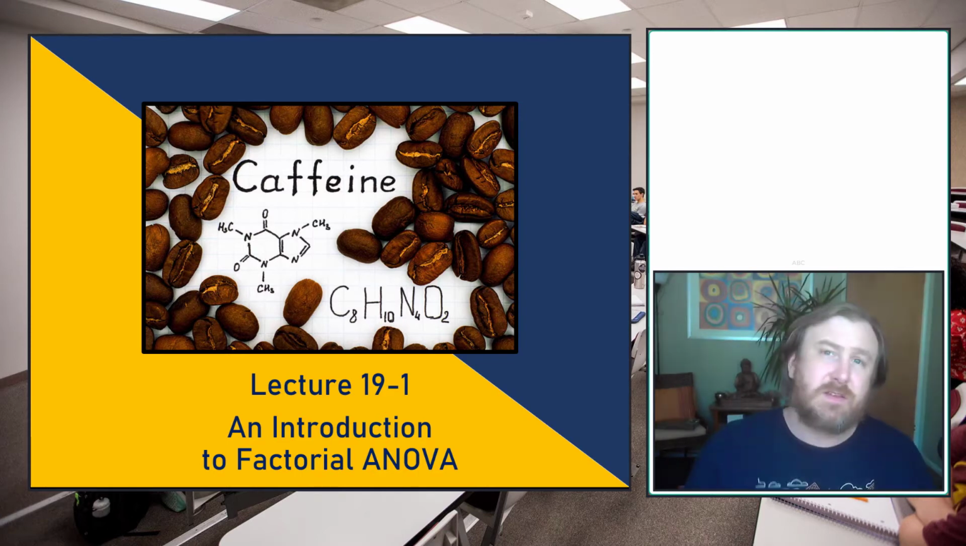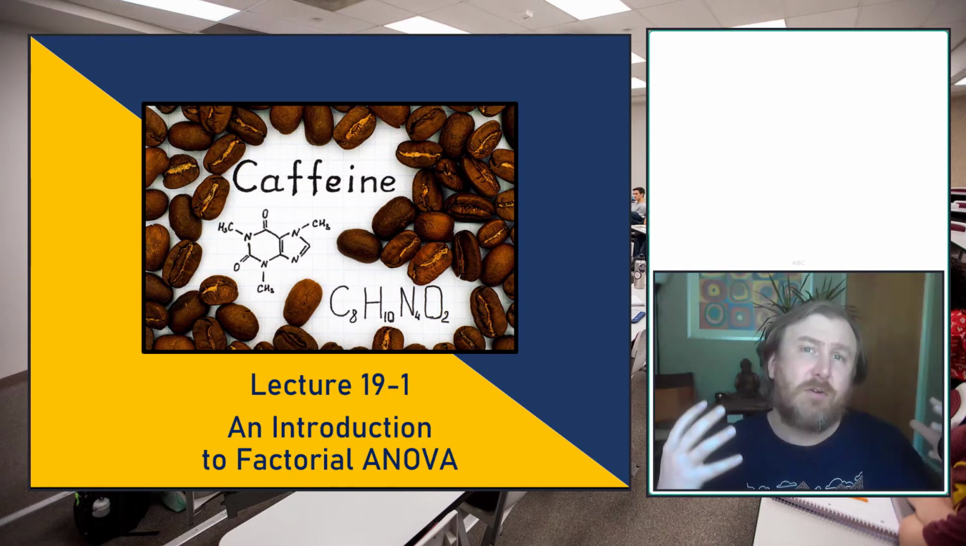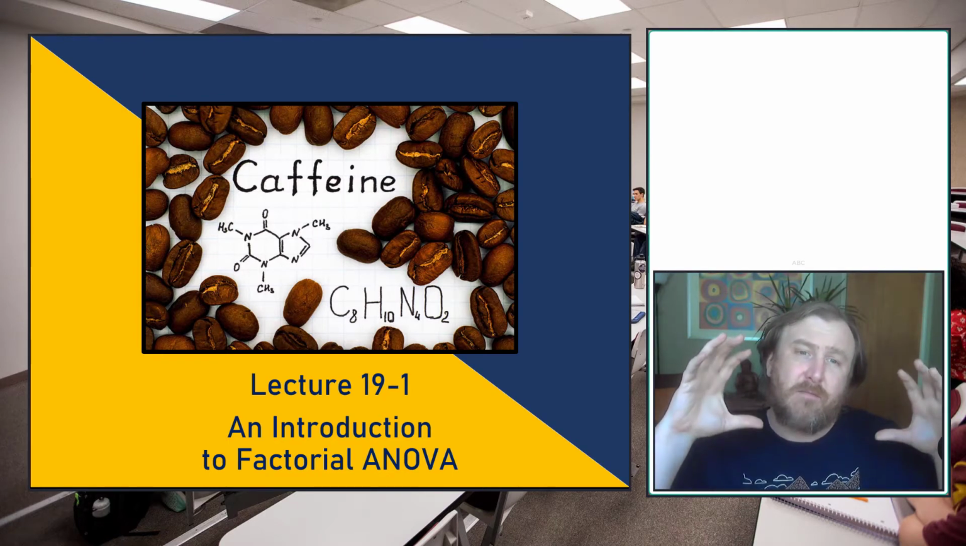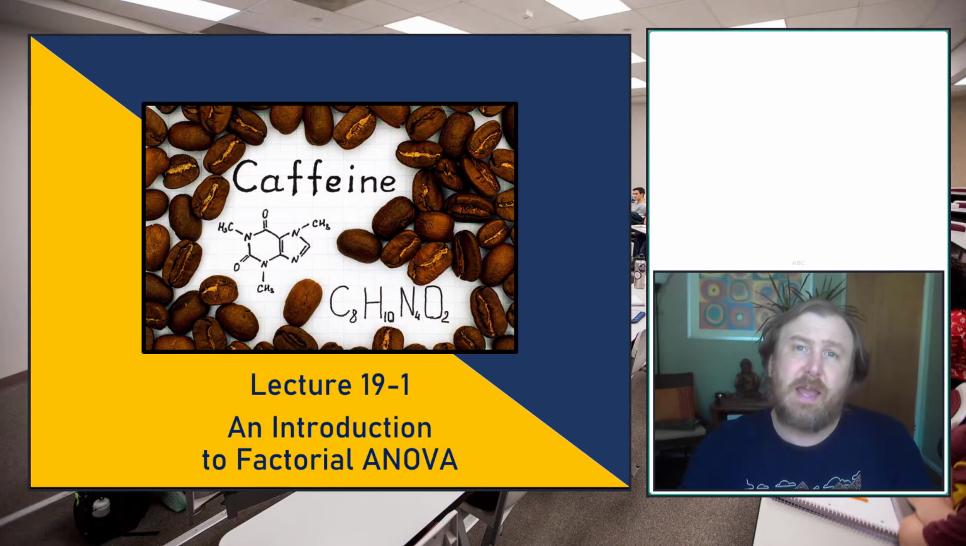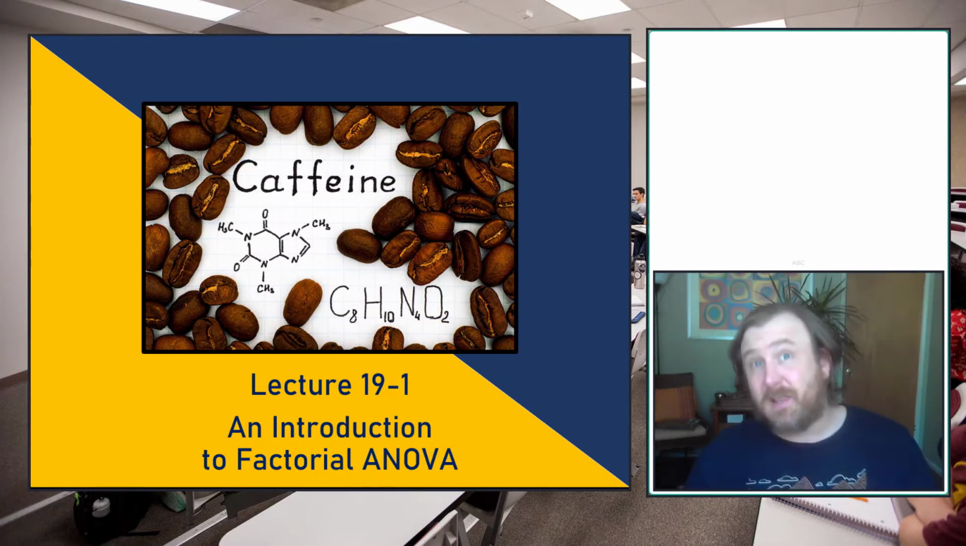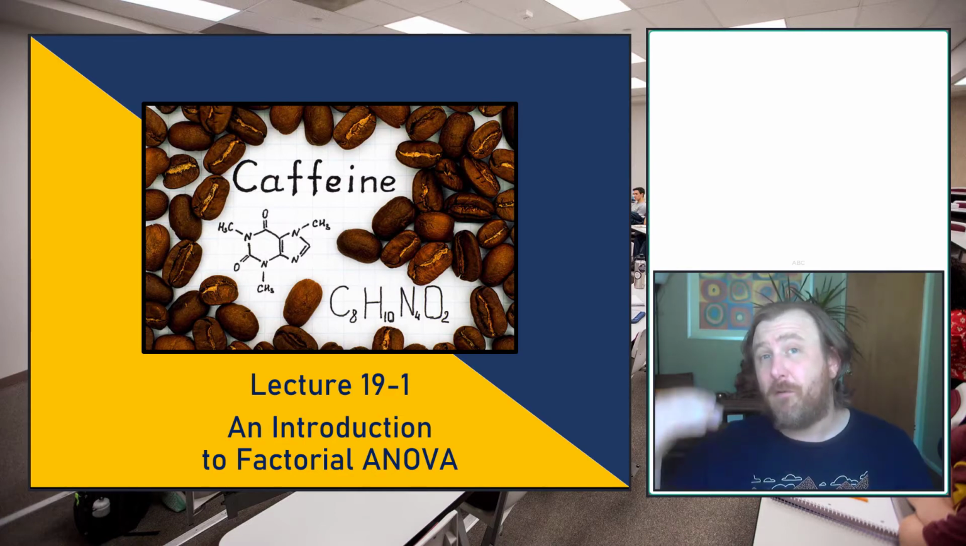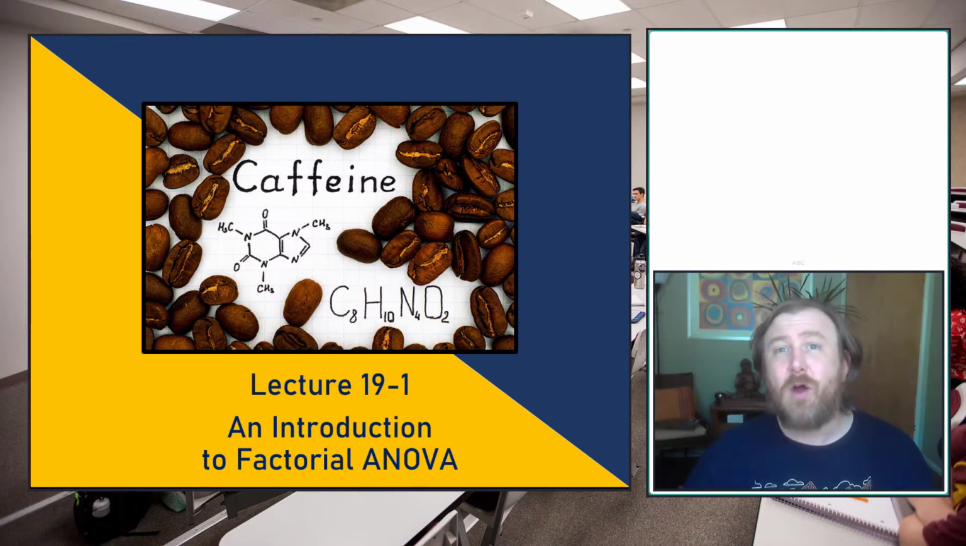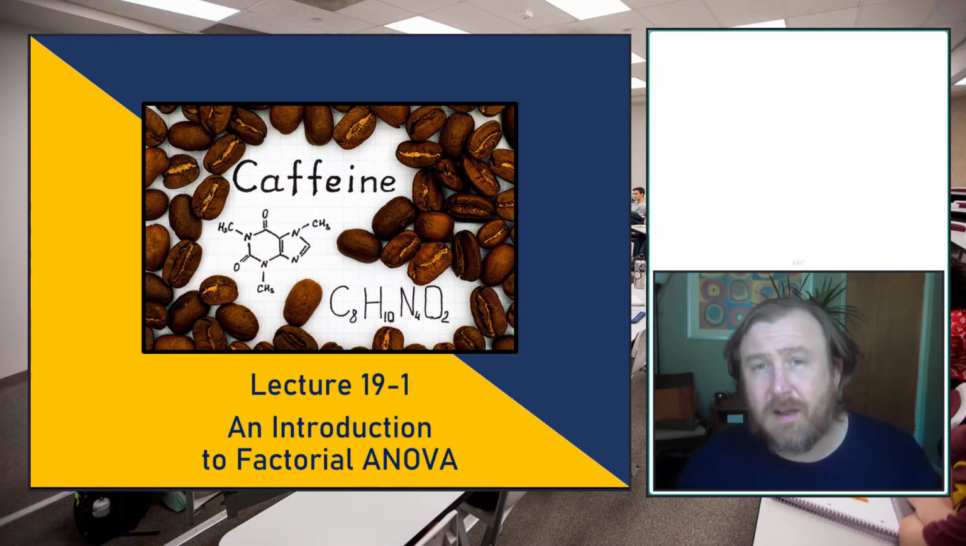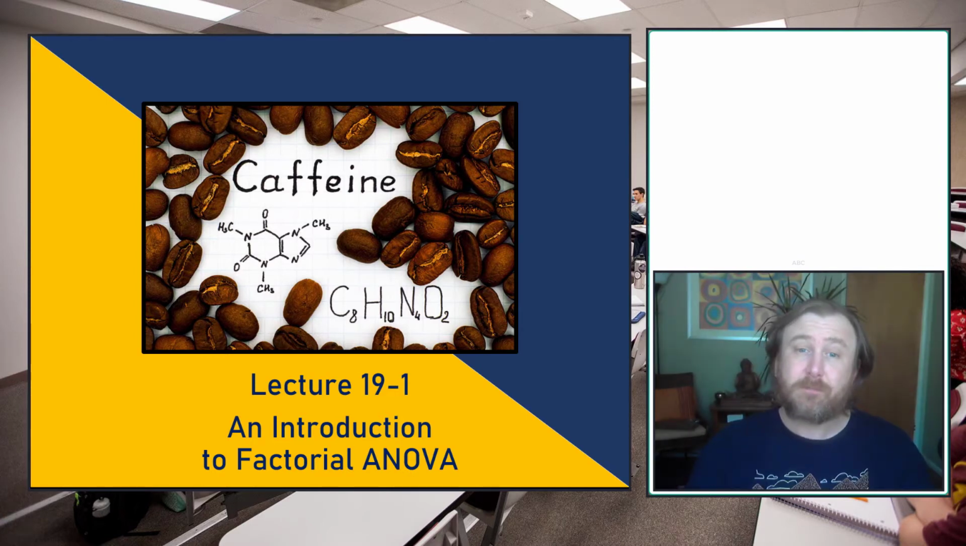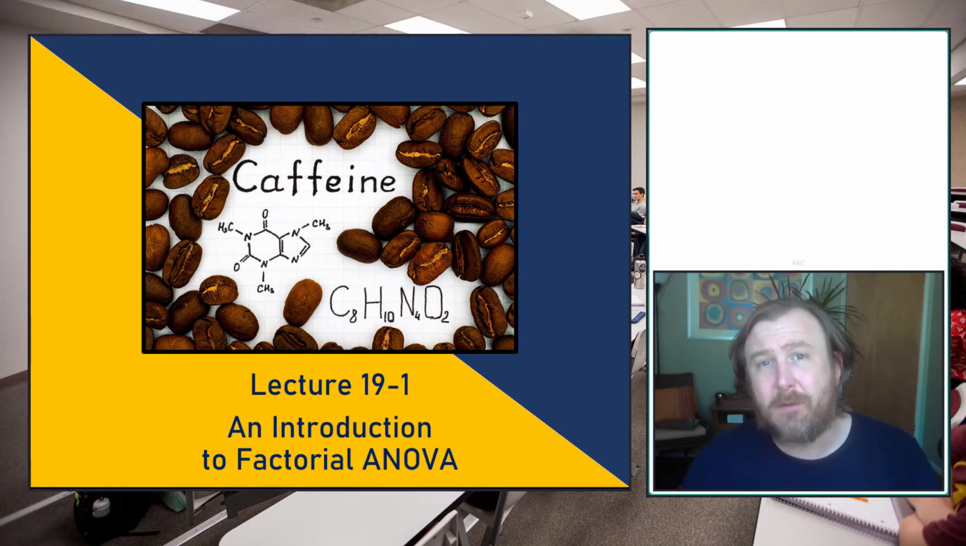In the second part of this lecture, we're going to go through how to compute a factorial ANOVA and the formulas involved, how to do the ANOVA summary table. And then in the next lecture, we're going to do a full, from beginning to end, two-way factorial ANOVA example, including all the calculations and the APA style write-up.